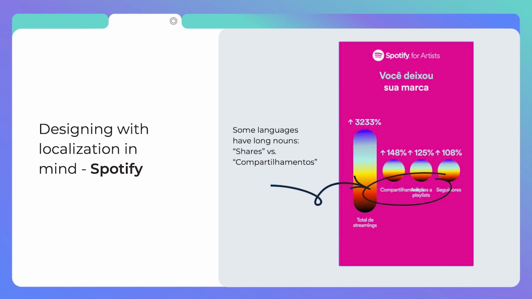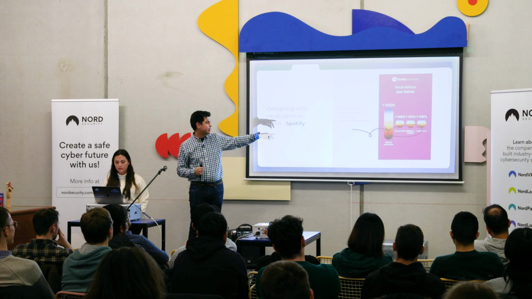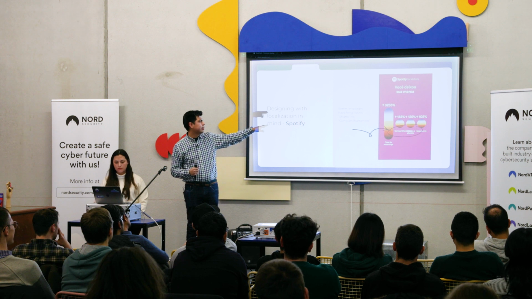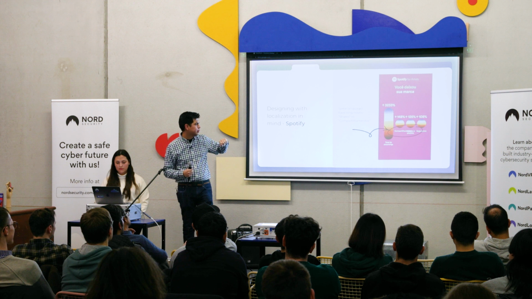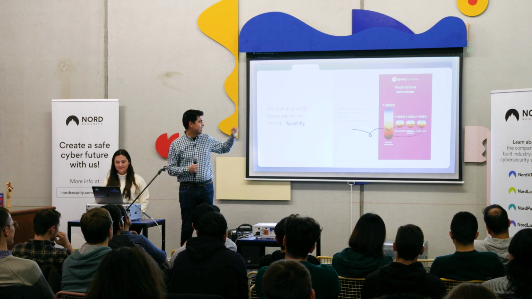So actually another tip, Spotify has a design documentation. It's catered for designers, but it's a good read. I would recommend you to search for it. It's called Designing with Localization in Mind, and it's a Spotify guide, and it uses some metrics and some buzzwords and some examples. So for example, these shares in other languages, I think it's Portuguese, it's compartimentos or something, I don't know, I don't speak Portuguese. And it overflows the UI.